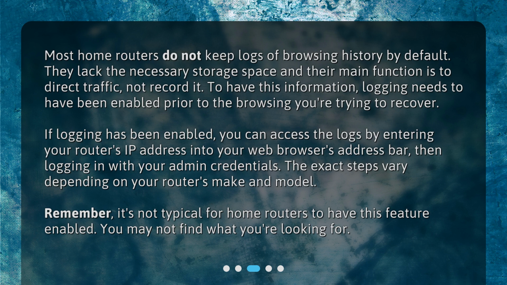If logging has been enabled, you can access the logs by entering your router's IP address into your web browser's address bar, then logging in with your admin credentials. The exact steps vary depending on your router's make and model. Remember, it's not typical for home routers to have this feature enabled. You may not find what you're looking for.